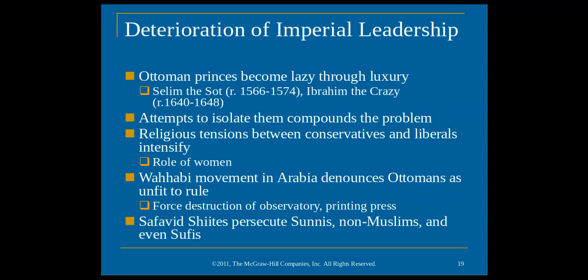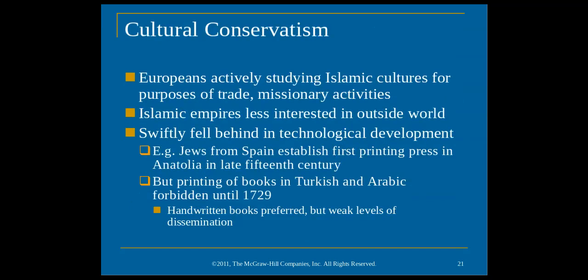Other revolts would follow that. And they had wars that they weren't very productive in. They were behind. They couldn't fight the Russians or the Europeans because the Europeans were more technologically advanced. The Ottomans don't produce their own, they're having to purchase it, and so they're always playing catch up. The Europeans were actively studying Islamic culture for purposes of trade and missionary activities. However, the Muslim empires were less interested in the outside world. And so, like I said, they fell behind technologically speaking. They're still not using the printing press, and they're preferring books handwritten.